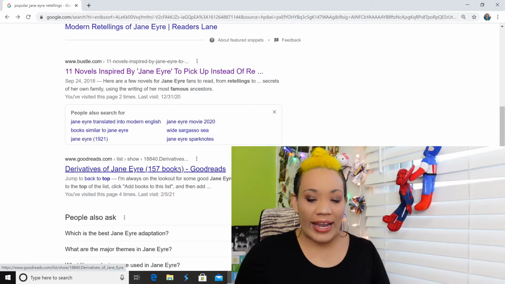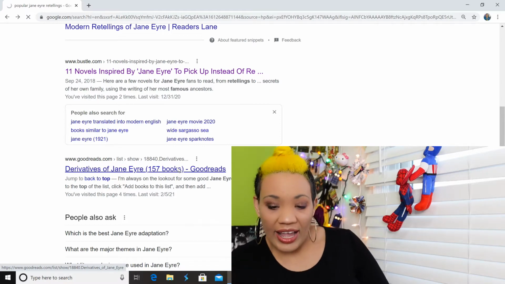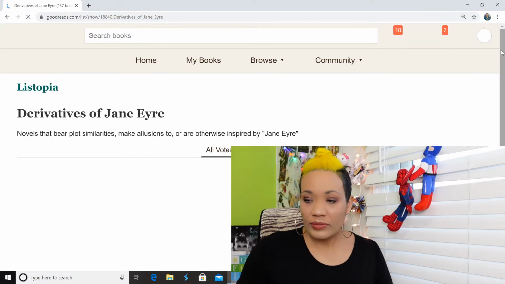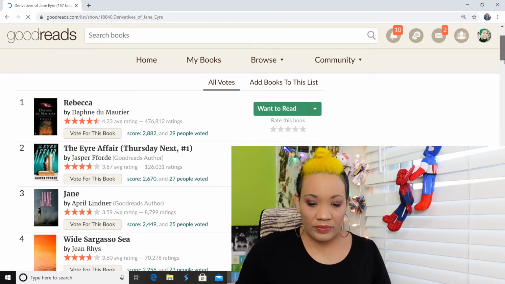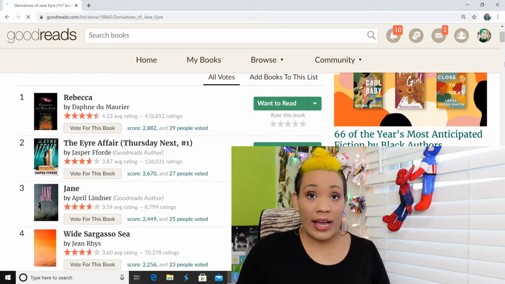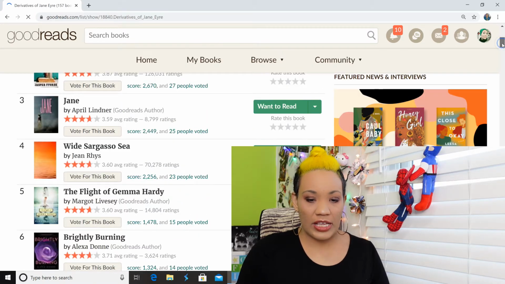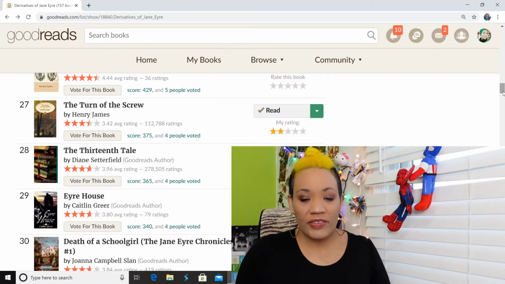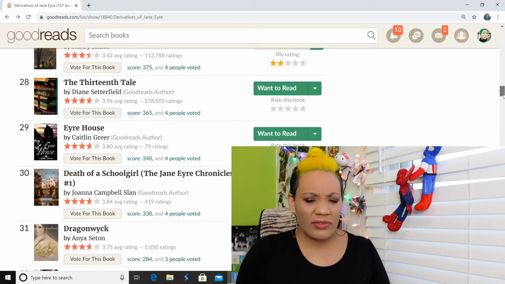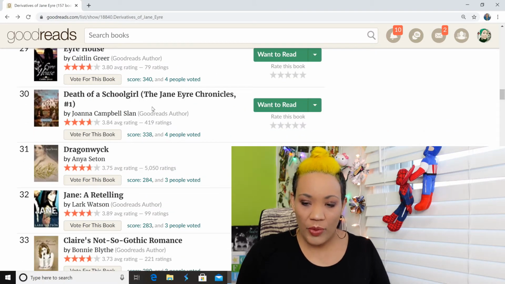Just going to go ahead and look at that Goodreads list and see what's on there. Rebecca again, y'all. It's not a retelling of Jane Eyre. It's its own thing. It's just gothic too, y'all. Turn of the Screw is on here yet again. Not a derivative. Not sure why it's on this list. Also just a gothic novel.